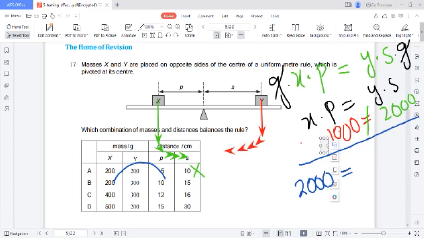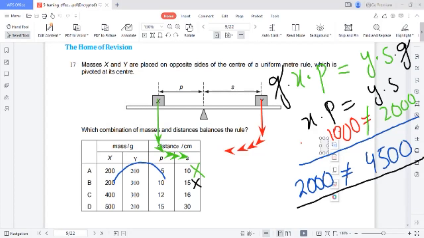And on the right hand side, it is Y times S, 300 times 15, which is 4500. Still, it is not balanced, so this option is also incorrect. Let's move to the third one.